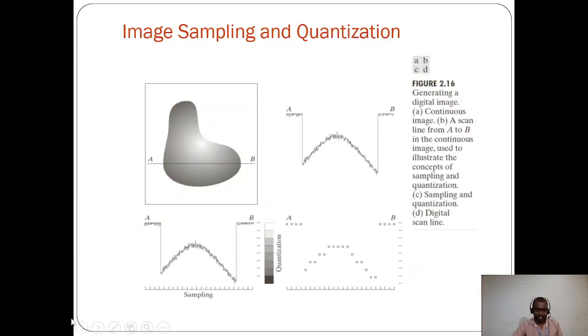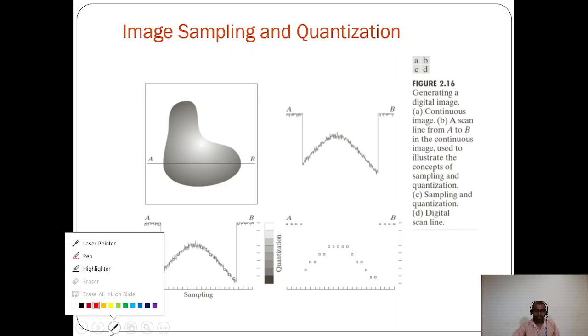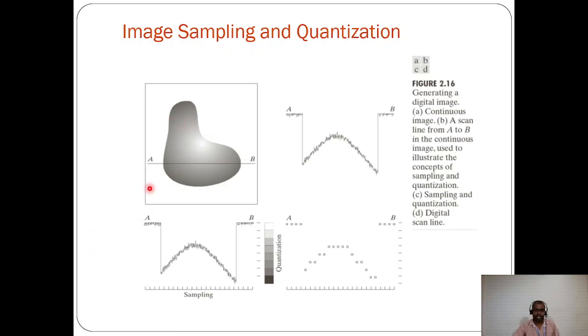So we can take one image. I can draw one line here, A to B, the scan line. The sampling is the digitization of the coordinates, the x y coordinate distances. The quantization is converting the amplitude values into digitized form. Digitization of coordinates is called sampling, and digitization of the amplitude values is called quantization.